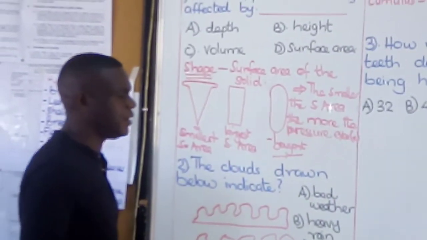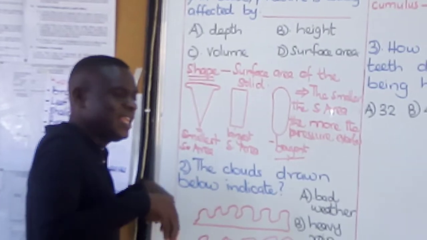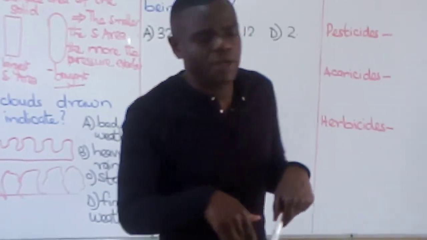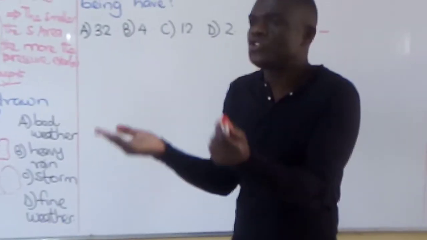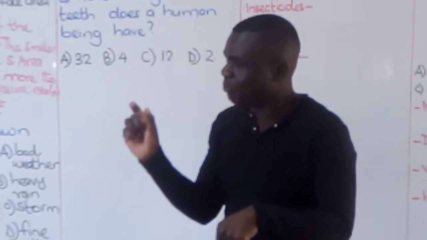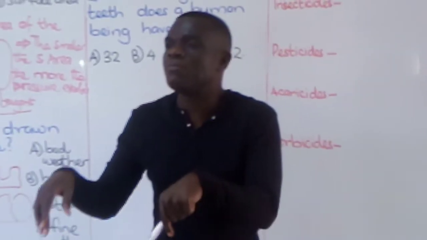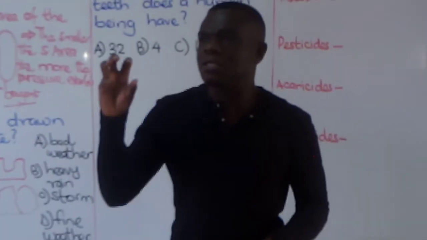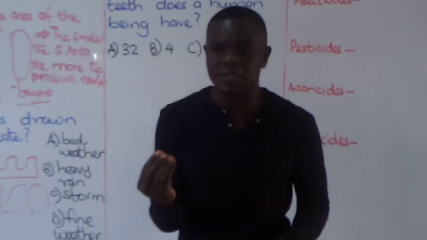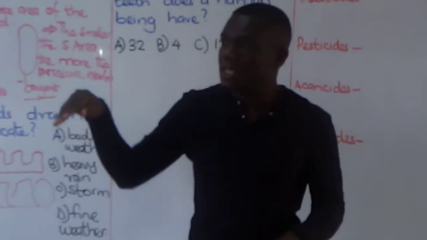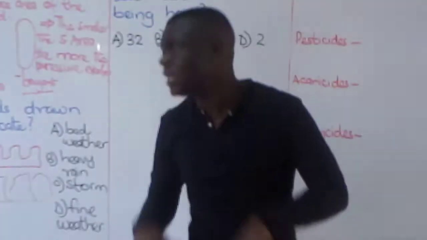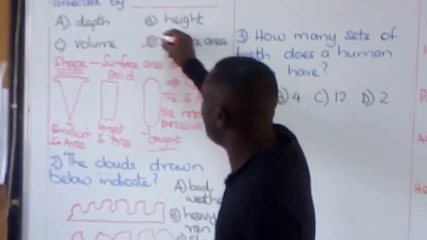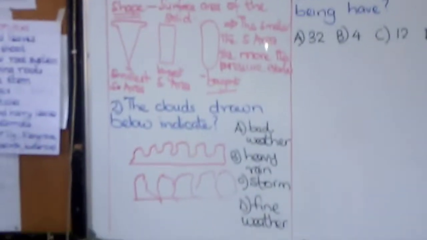Let's take the ladies who walk with heels. Leave alone the wedged shoes, but the heels that are sharp pointed. When they walk in mud or in the soil, they tend to sink because the sharper point of the heels exerts more pressure in the soil, causing it to sink down. So the answer here is the surface area. Let's go to question number 2.